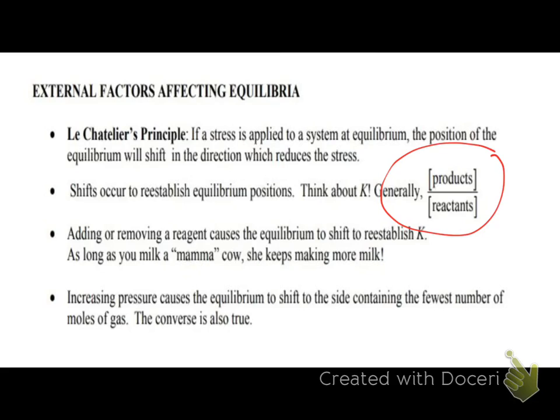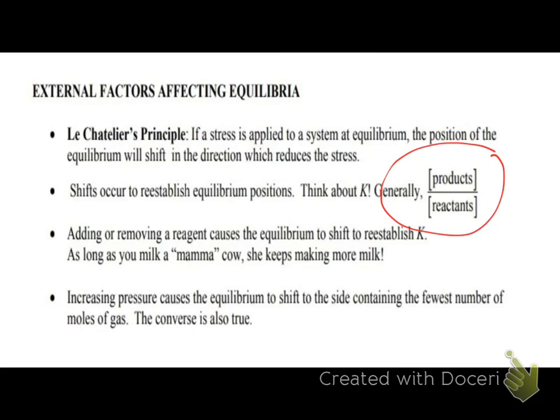For instance, if you increase the products, what's going to happen to your Kp value? It's going to get bigger. And the same thing if you were to increase your reactants, the Kp is going to get smaller because of where you're putting stuff in the equation.